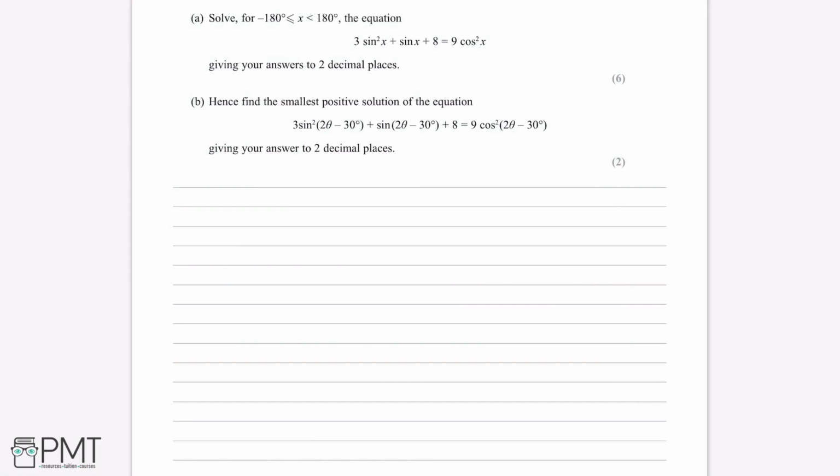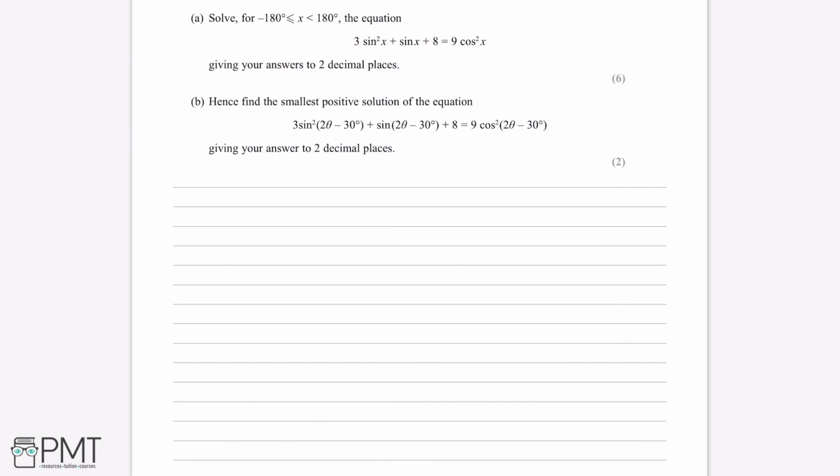Solve for -180 degrees ≤ x < 180 degrees the equation 3 sin²x + sin x + 8 = 9 cos²x, giving your answers to 2 decimal places.